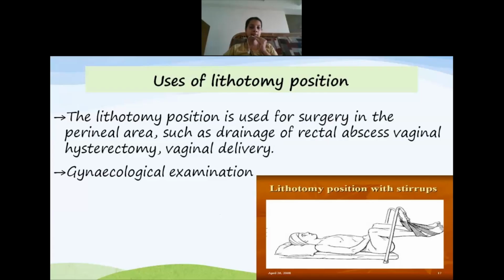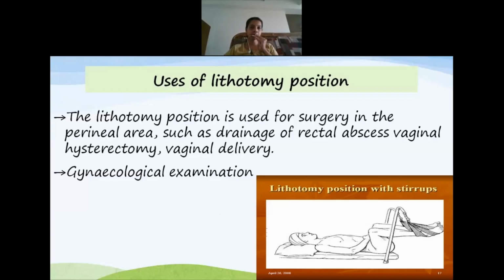Now in which cases do you give this lithotomy position? Most of the time the lithotomy position is given whenever you are doing any gynecological examination or vaginal examination. When you are using the vaginal speculum and inspecting, you may need to keep the patient in the lithotomy position. Other than that, when you are observing the perineum, or performing vaginal deliveries, or vaginal hysterectomy, that is removing the uterus through the vagina, in all these cases you will have to use the lithotomy position.